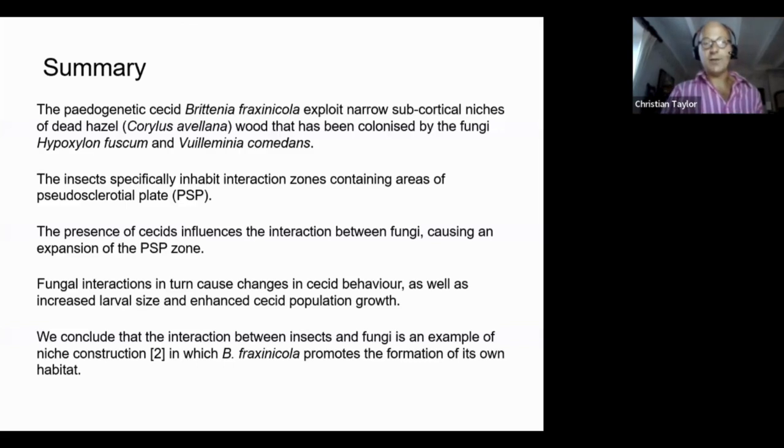And if we take this a little bit further, well, I'll do that in a minute. So first of all, I'll just quickly summarize where we are. It seems that paedogenic cecids, Brittenia fuchsinicola, exploit narrow subcortical niches of dead hazel that's been colonized by the fungi Hypoxylon fuscum and Vuilleminia comedens. The insects specifically inhabit interaction zones containing the pseudosclerotial plate. The presence of cecids influences the interaction between fungi, causing an expansion of the PSP. And the fungal interactions in turn are causing changes in cecid behavior, as well as increased larval size and enhanced cecid population growth. So this fits the models of the theory of niche construction, but also what I'm going to add to that is niche emergence as well.